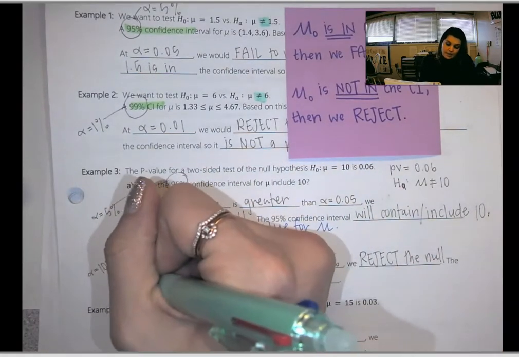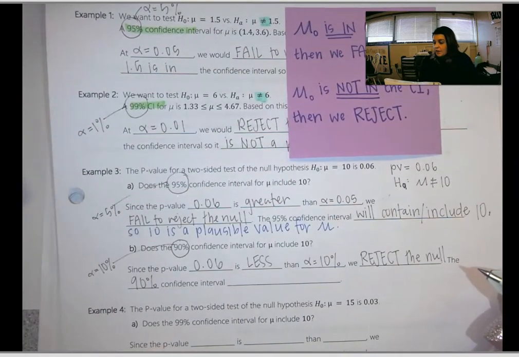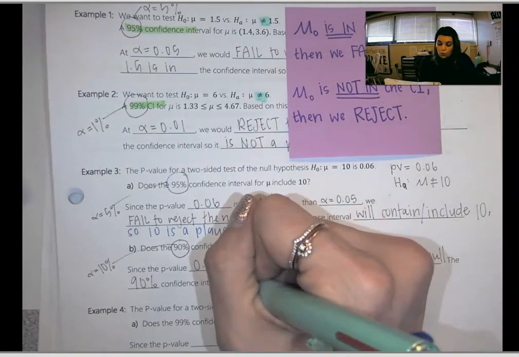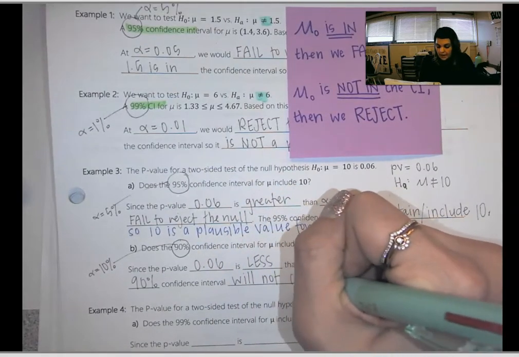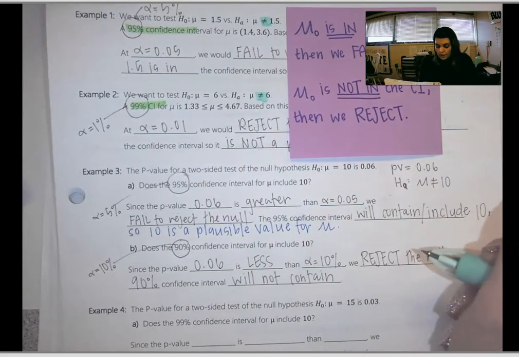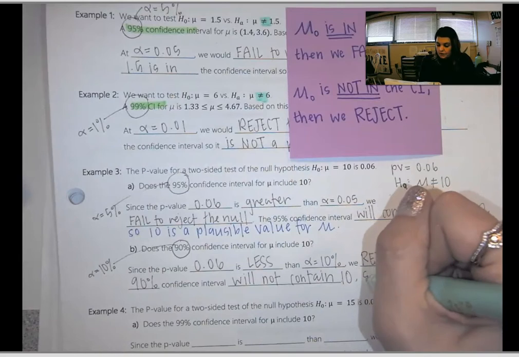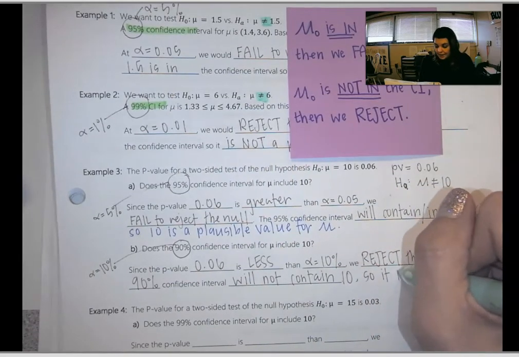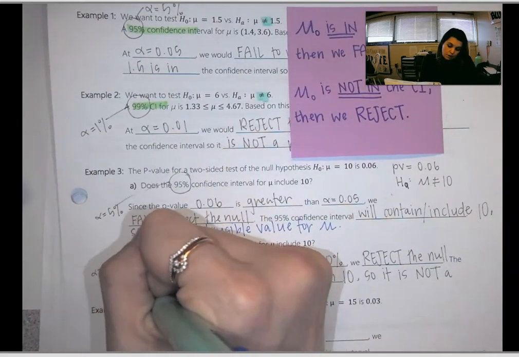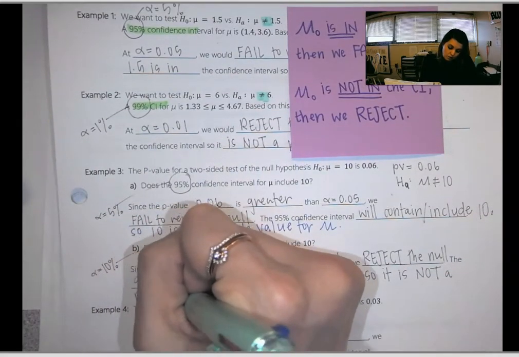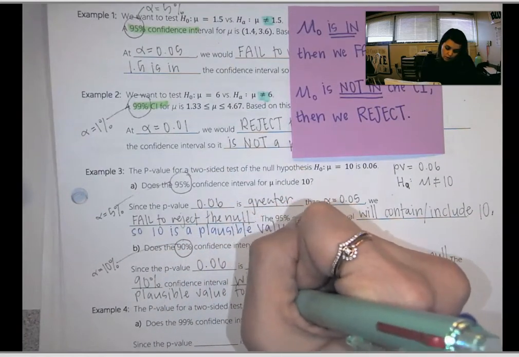The 90% confidence interval will not contain or include, whichever word you prefer, 10. So it is not a plausible value for mu.